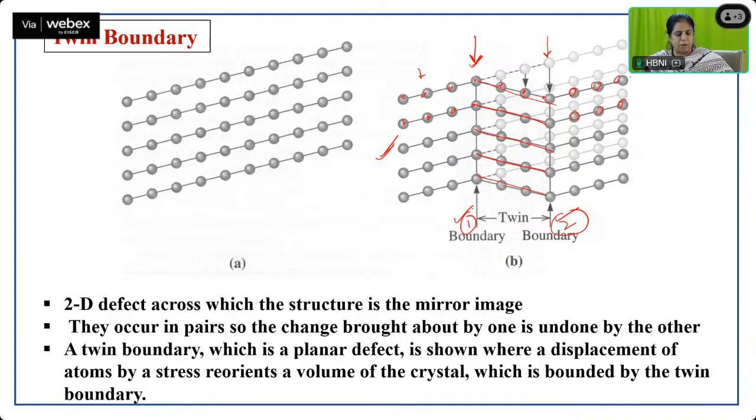Okay. So twin boundary, it is a planar defect which shows a displacement of atoms by a stress that reorients the volume of the crystal. And this is bounded by a twin boundary. Just remember, twin boundary is a 2D defect across which your crystal structure is a mirror image. They occur in pairs so that the change brought about by the one is completely undone by the other, thus bringing the crystal to its original form.